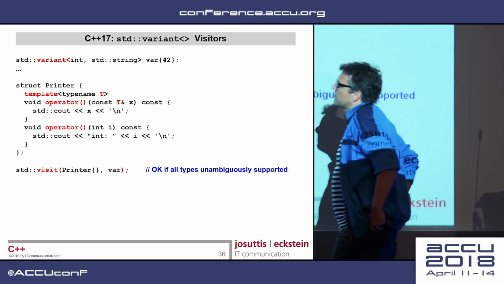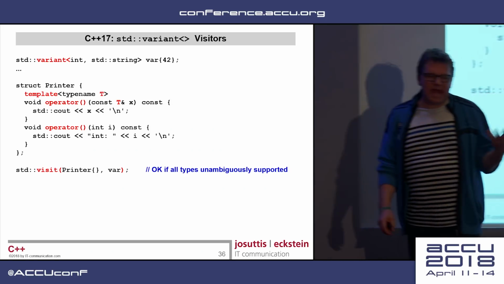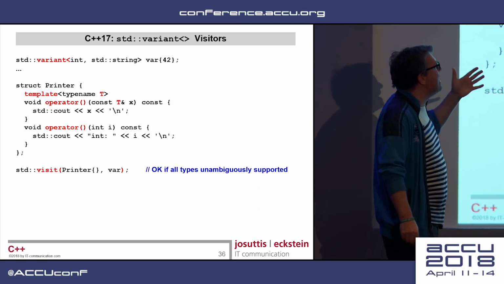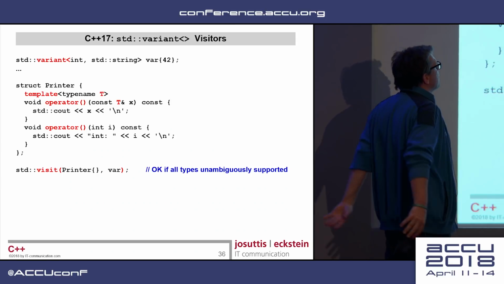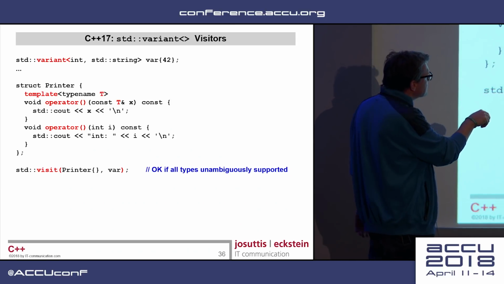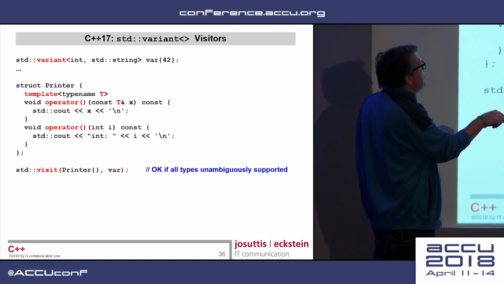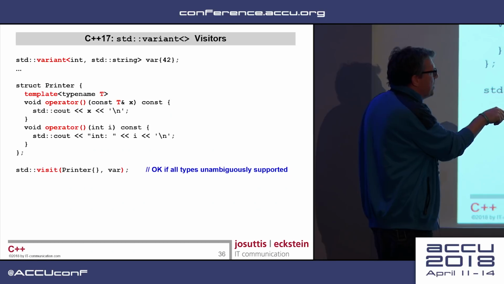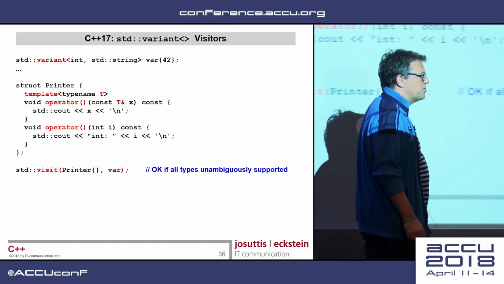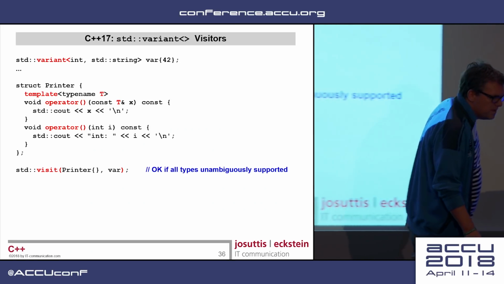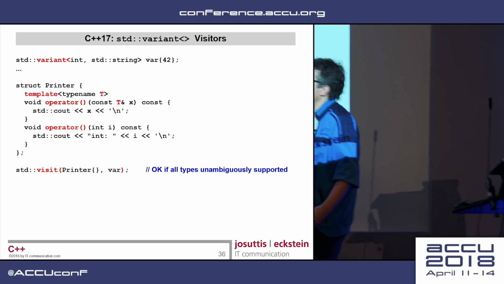What happens if I want to do the following? I want to have different behavior in my function object. So I want to have either, for any type t, print out the element, but for ints, I want to have a prefix int before. There are a couple of options, and I think I missed one. Yes, I missed one. I don't have a slide on that.